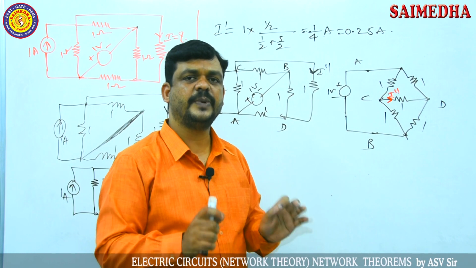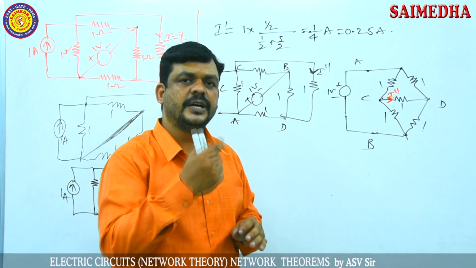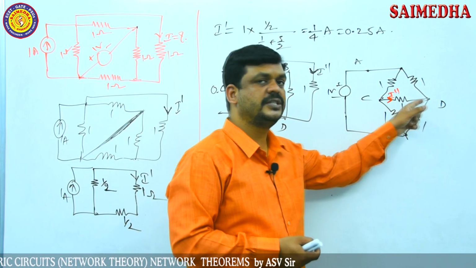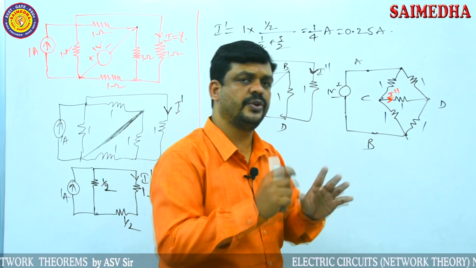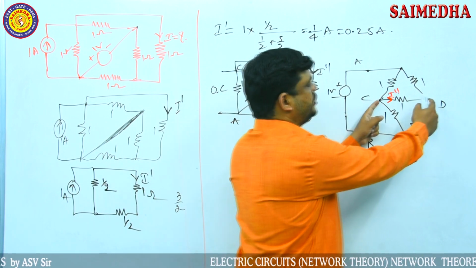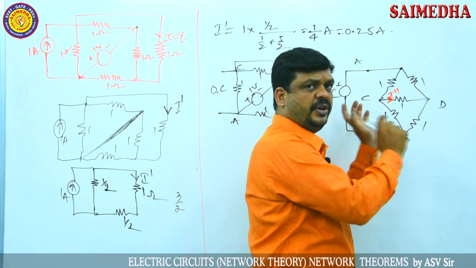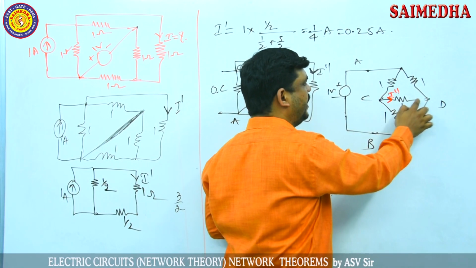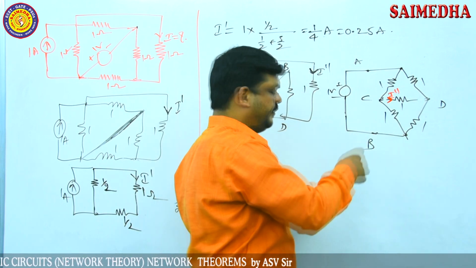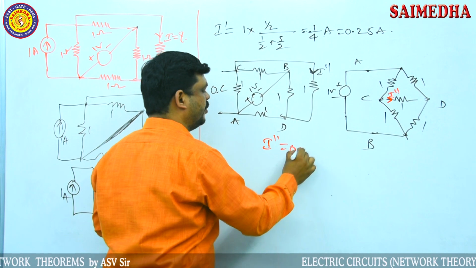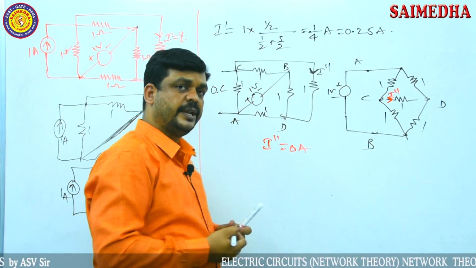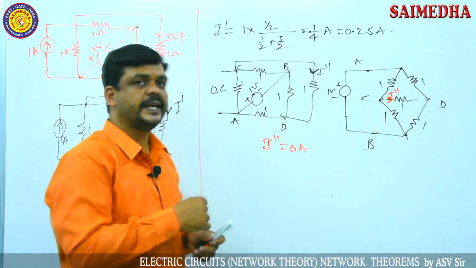Already clearly explained: if the bridge is balanced, the current through the diagonal element is 0. The voltage across the diagonal element is also 0. The voltage in between these two points is 0 and the current through this path is also 0. So it acts just like an open circuit. If it is open circuited, I double dash is 0 amps. I double dash is 0 amps due to the second voltage source.